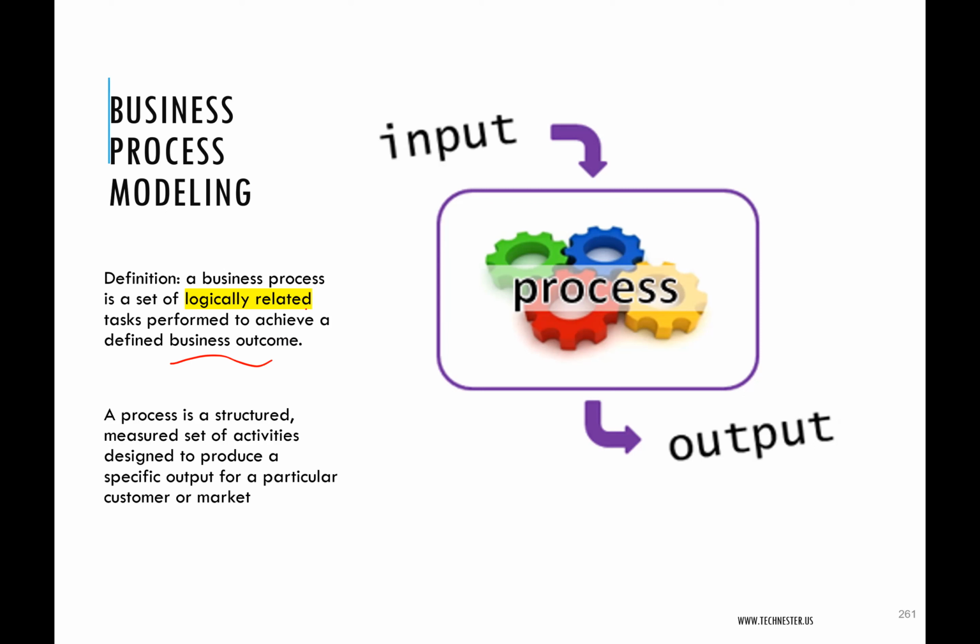Let me explain it another way. A business process is the set of activities or tasks that you would perform to accomplish a use case. Right? So a use case, for example, is I want to withdraw cash, right? So what are those steps you perform to carry out that use case? That's what a business process is. The process of withdrawing cash is a business process. The process of depositing cash is a business process because you are achieving a defined business outcome.